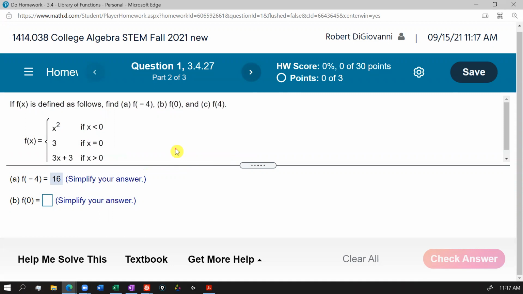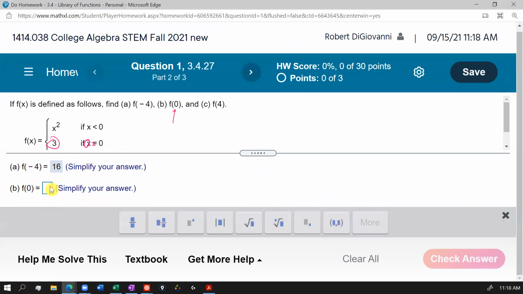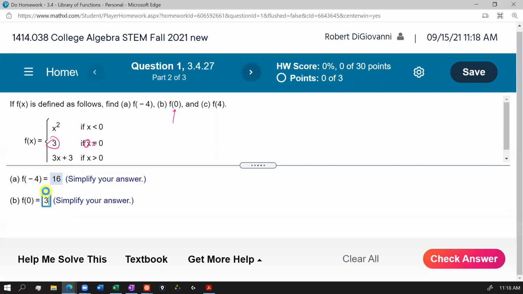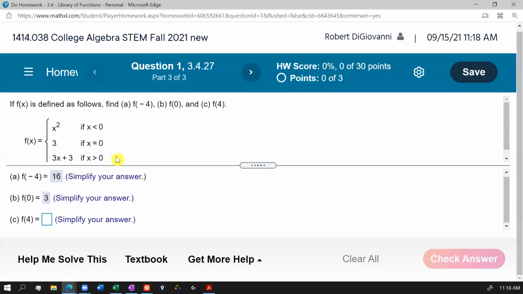Okay, so for the next one, we want to plug in 0. Well, obviously, when we plug in 0, 0 is equal to 0. So we're going to use this. And that 3, really, the input doesn't matter. No matter what we plug in, it's going to spit out 3. So we just plug 3 in. Boom.